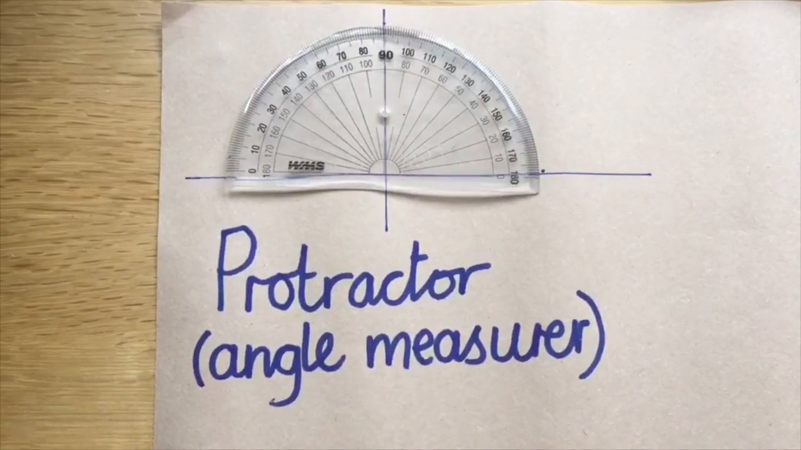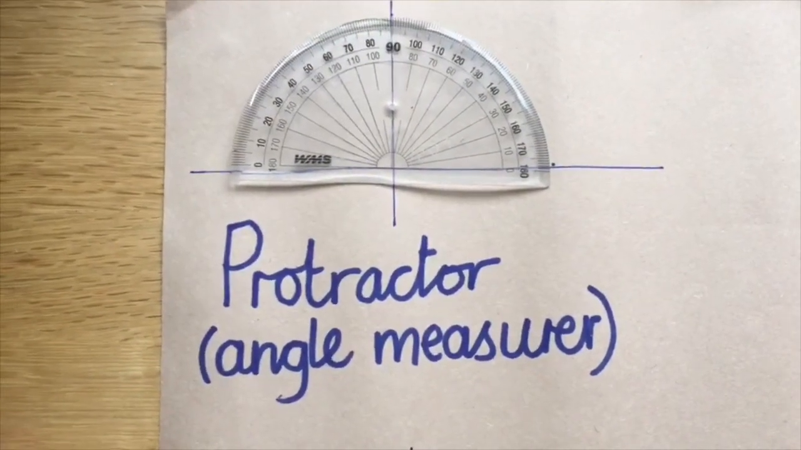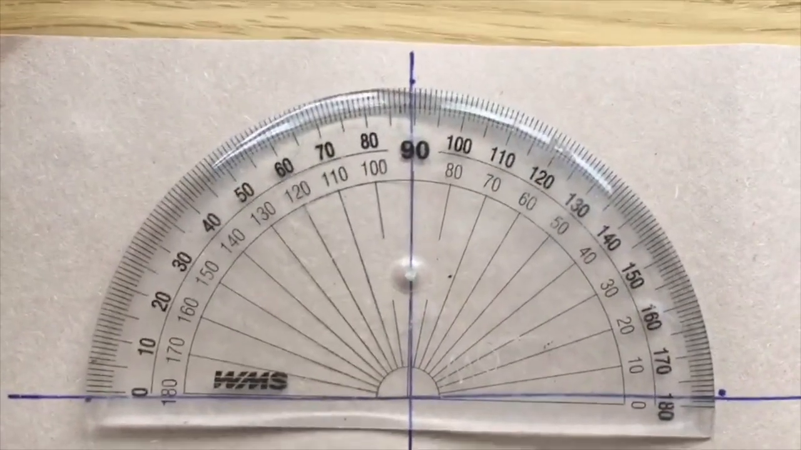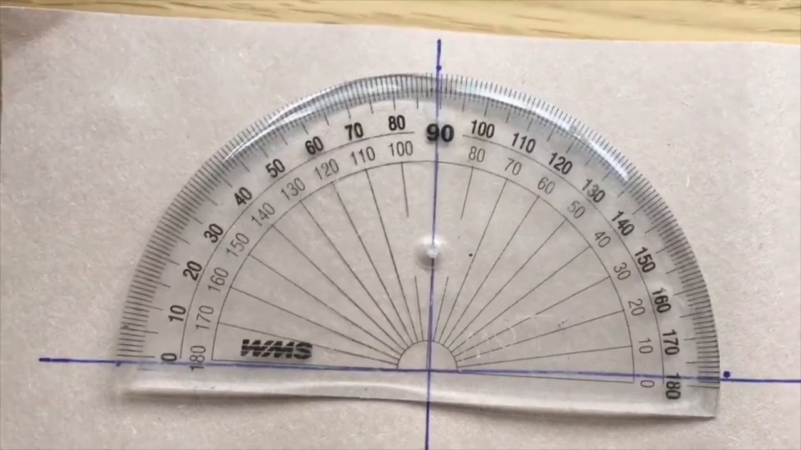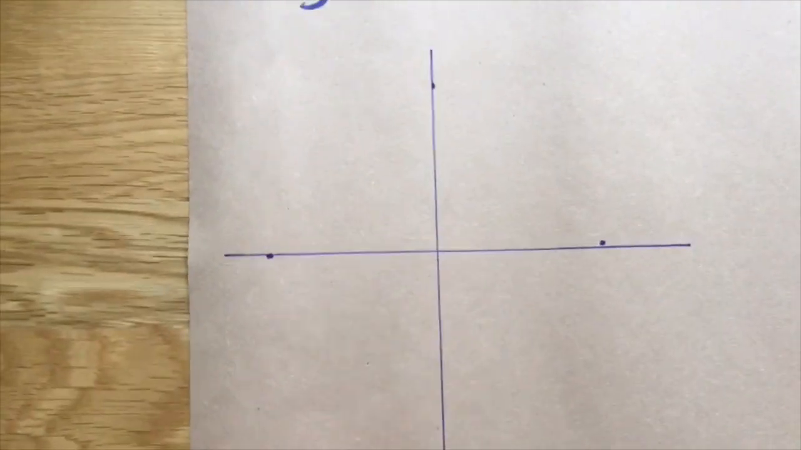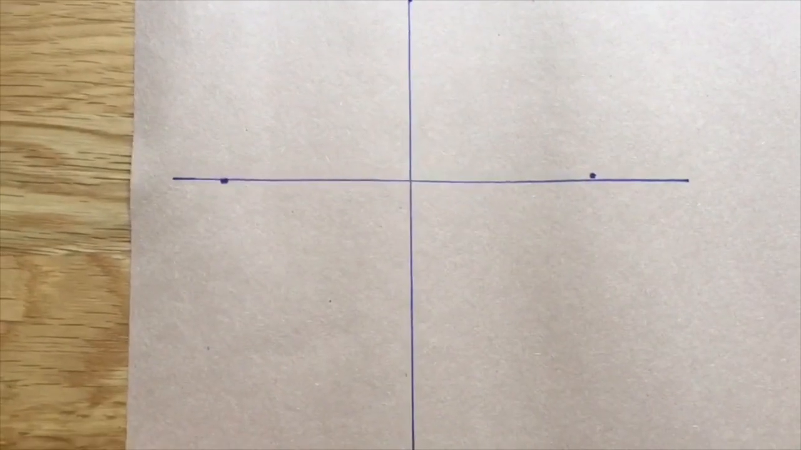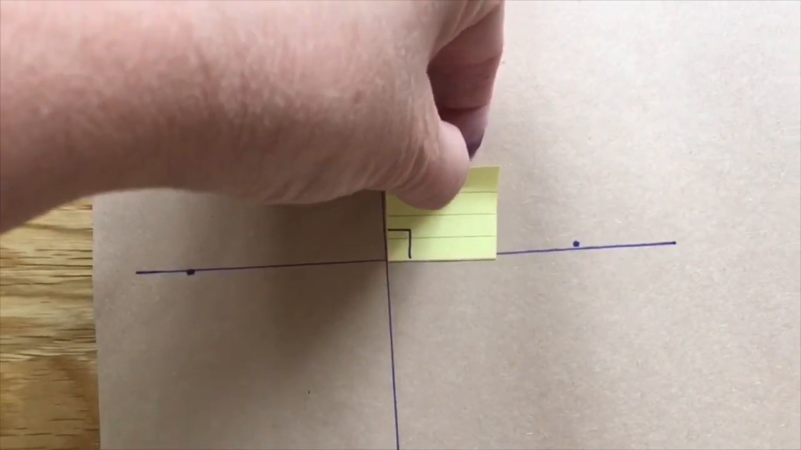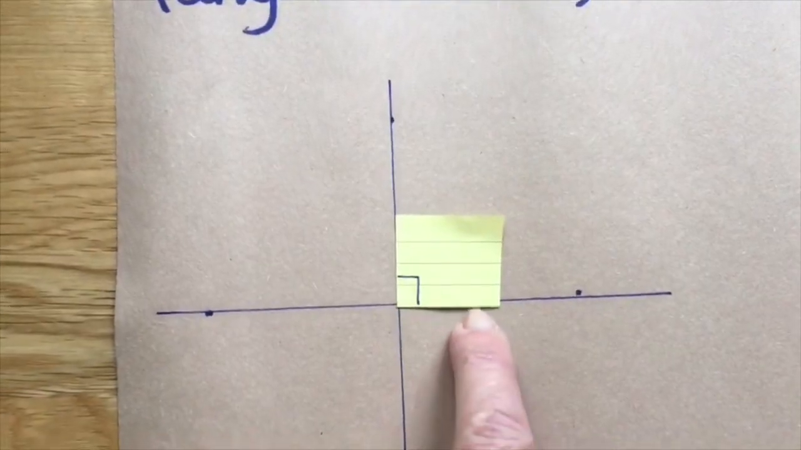When we're measuring angles, we can use a protractor, sometimes called an angle measurer, which helps us to see the size of angles in degrees. However, we can still learn a lot about angles even without a protractor. So we're going to look and see how many right angles we've got around this point here. So, one right angle in this corner, 90 degrees.